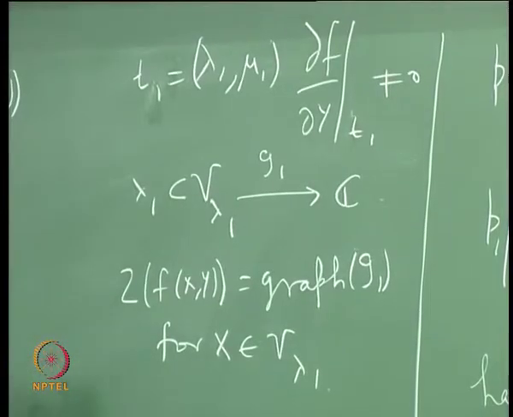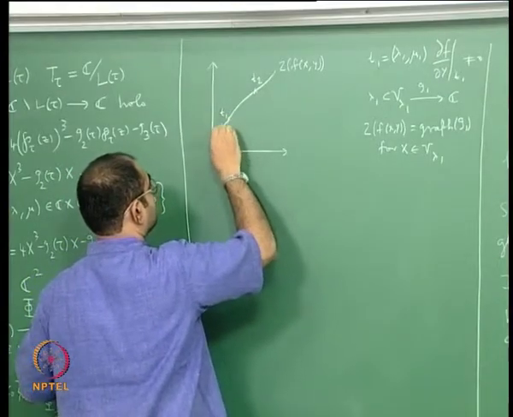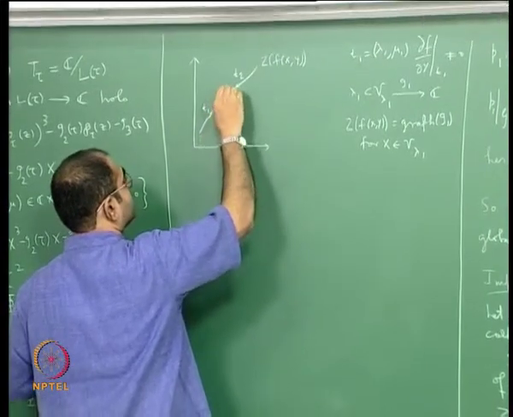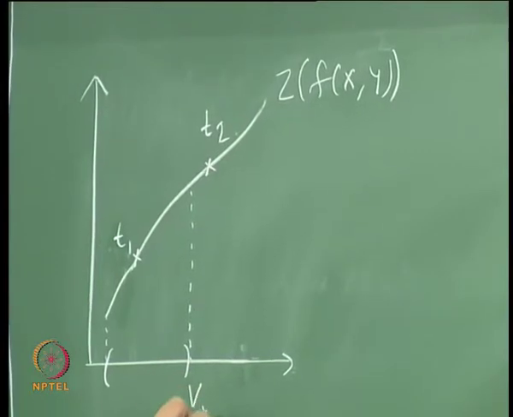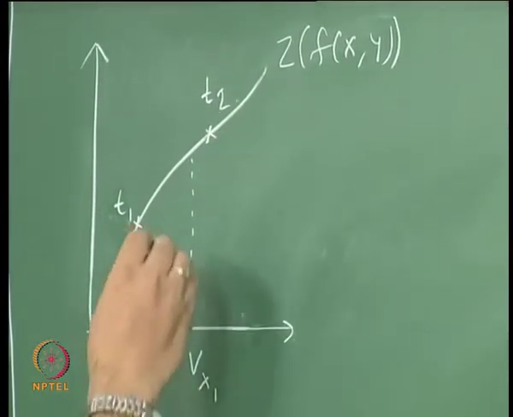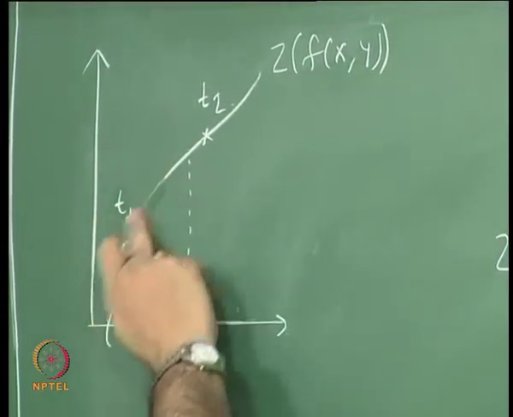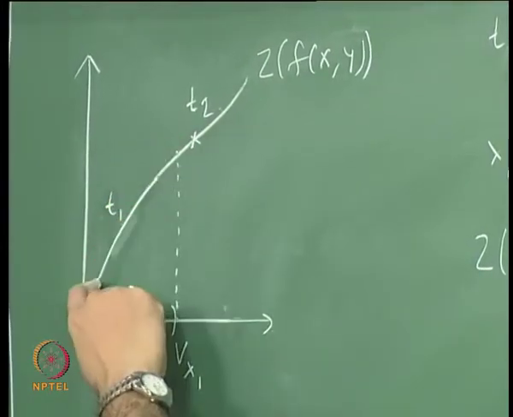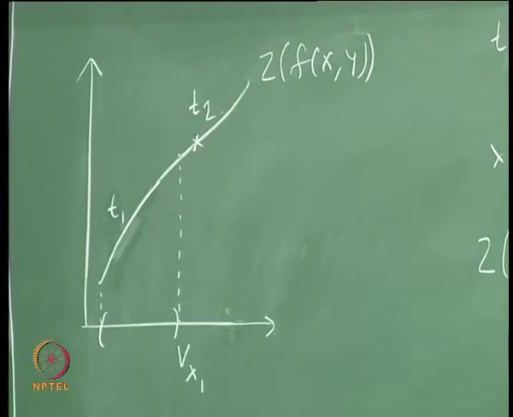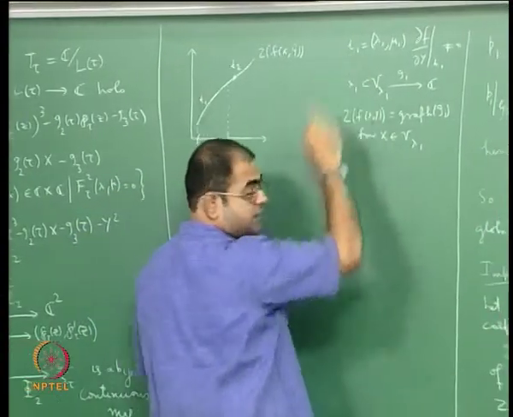So in this case, if I draw a diagram, it's going to look like this. So here is my v1, v sub lambda 1. Then similarly, let me assume that this portion that I have drawn here, from here to here, the z of x comma y is the graph of g1. And then you also have the same conditions for T2.